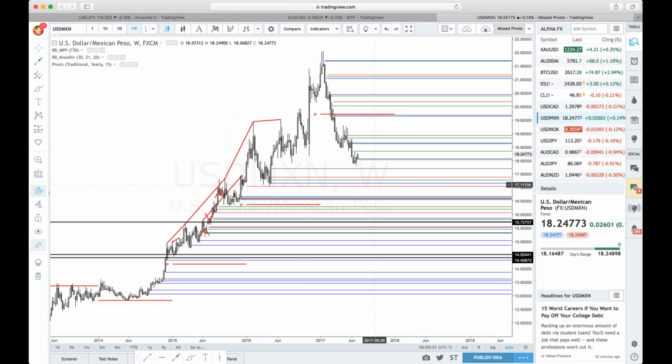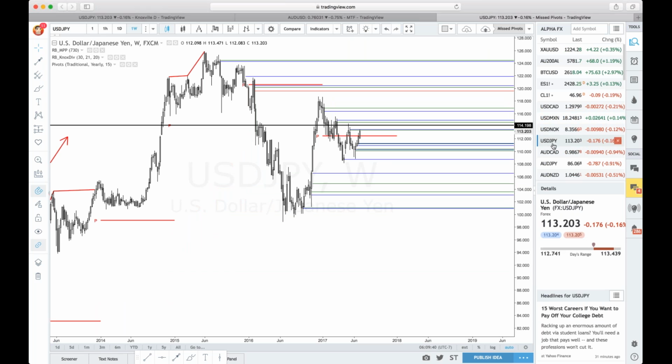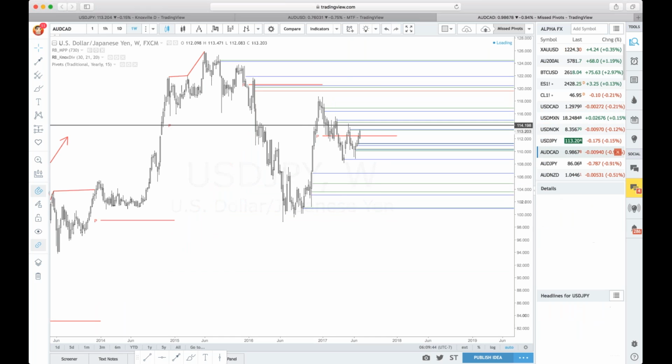These are super long-term. Dollar Mexican peso. We actually talked about this a long time ago, months ago. And we talked about it falling to the yearly pivot. And the dollar Mexican peso has fallen even farther. And this trend could even continue longer down to 16.62. Dollar Japanese yen, this is trapped in the middle. There aren't a lot of targets in either direction.